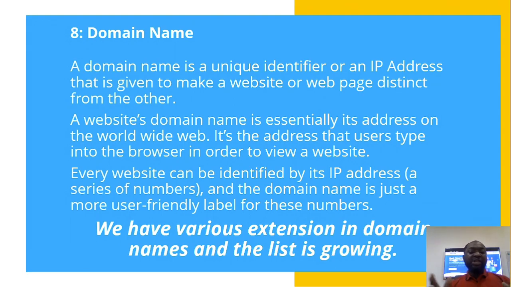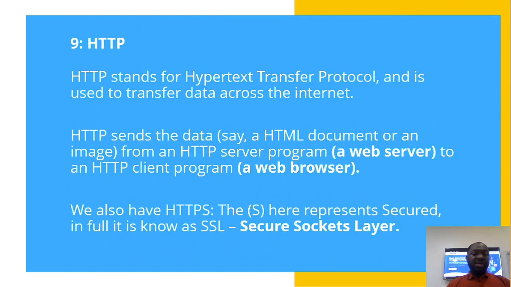So we have various extensions when it comes to domain names. There's .com, there's .org, there's .net, and sometimes we have country-based domains like .com.ng, .ng, .net.ng. We have .co.uk. There are a lot of country-based domains. We have .ca. All these are country-based domain extensions.